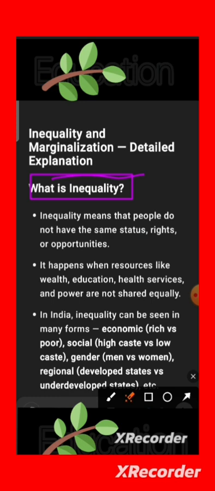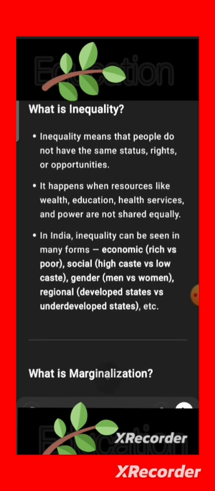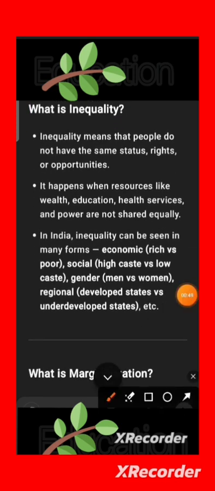Types of inequality in India. Economic inequality. A small percentage of people hold most of the country's wealth. Poor families may not afford basic needs: food, shelter, education.